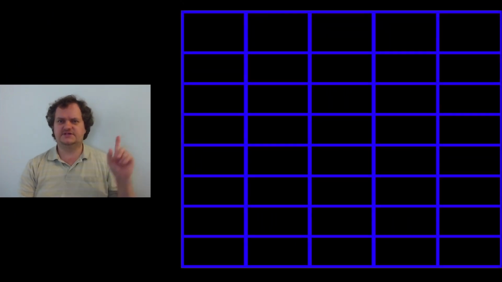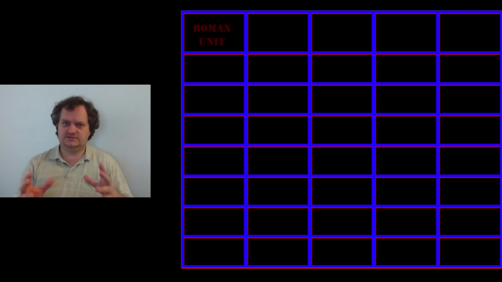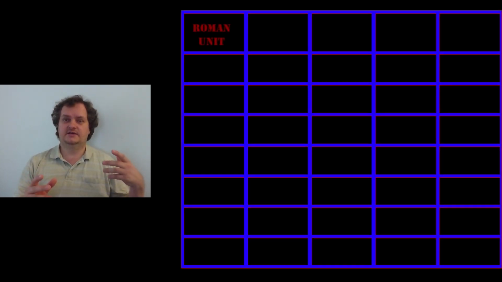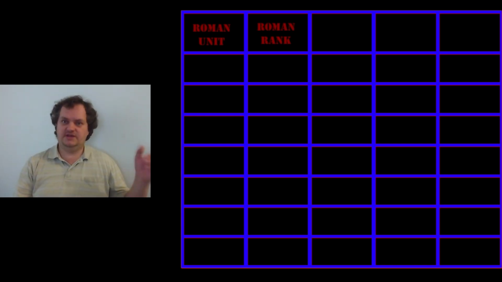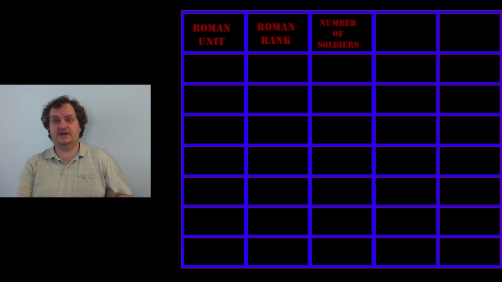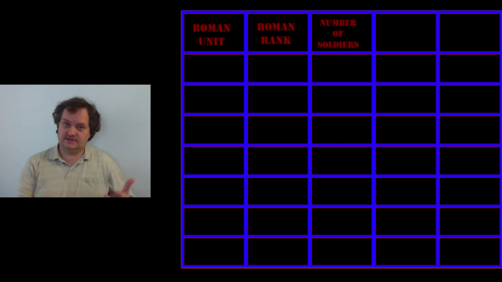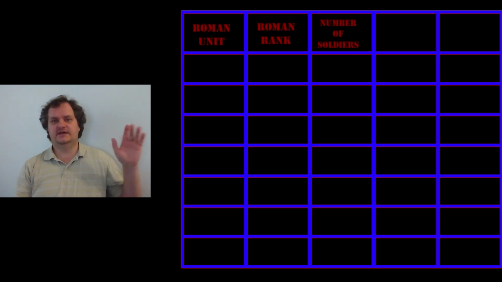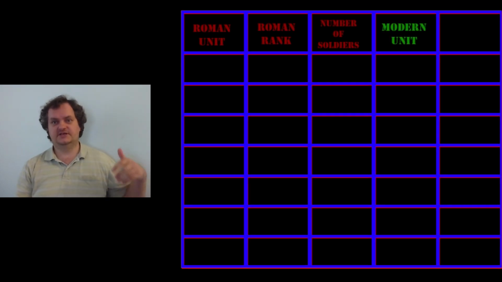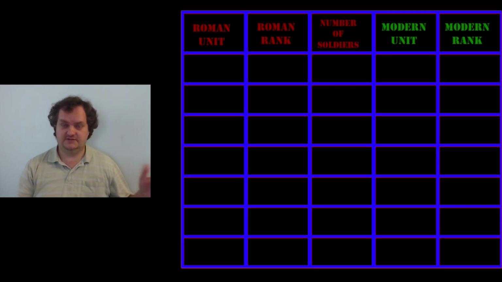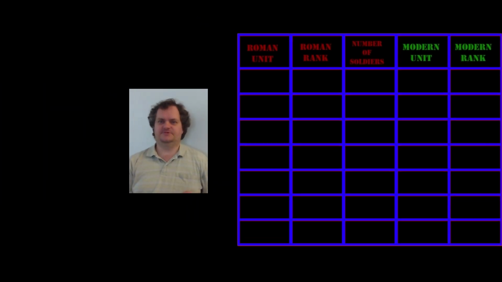First of all, I want to look at 5 different things as shown in the table here. First, we're going to look at the military unit. Then we'll look at the rank of officer that commands that unit and how many soldiers are in that unit. In addition, I want to compare this to modern times, and so I'm using the United States Army as a comparison, military unit and officer's rank. So this is our table.